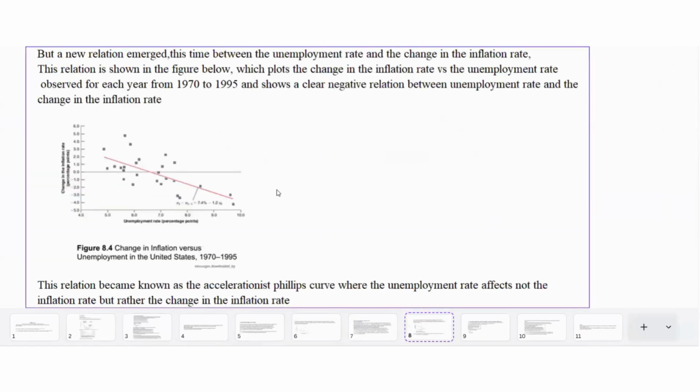Now I want to discuss that the original relationship between inflation rate and unemployment broke down, but a new relation emerged. On the horizontal axis, we still have the unemployment rate. But on the vertical axis, now we're not looking at the relationship of the unemployment rate with the inflation rate, but rather with the change in inflation. And now we could see a clear negative relation between the unemployment rate and the change in the inflation rate.